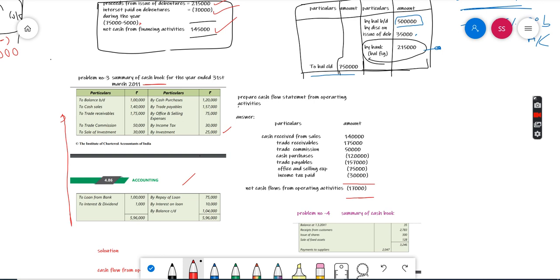Okay, in the operating activities they asked us to find only operating activities, so we will consider the items related only to operating activities. First, sales. Cash received from sales 1,50,000, right? And then trade receivables is 1,75,000. We have received money from them, from trade receivables. We sold goods on credit basis, right? And then they have paid back.